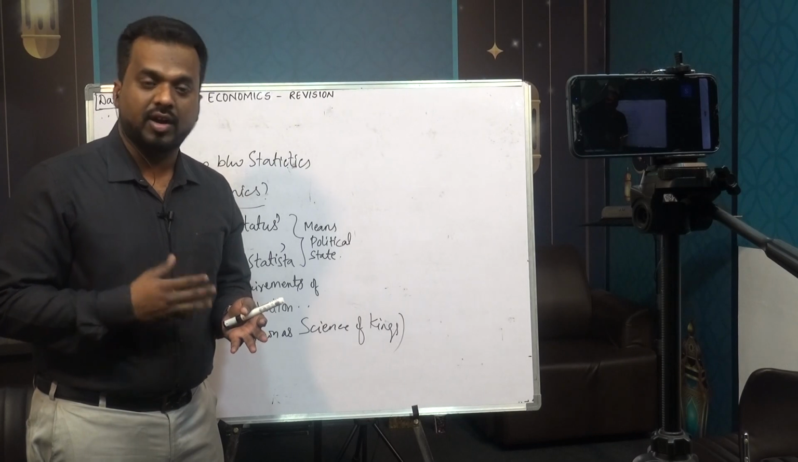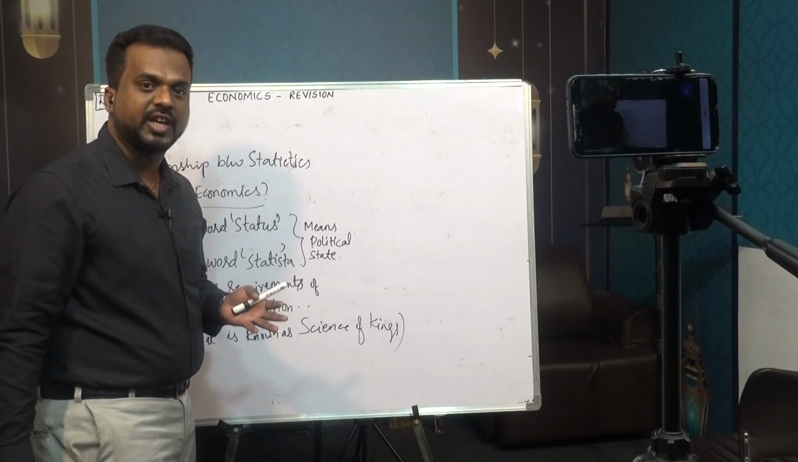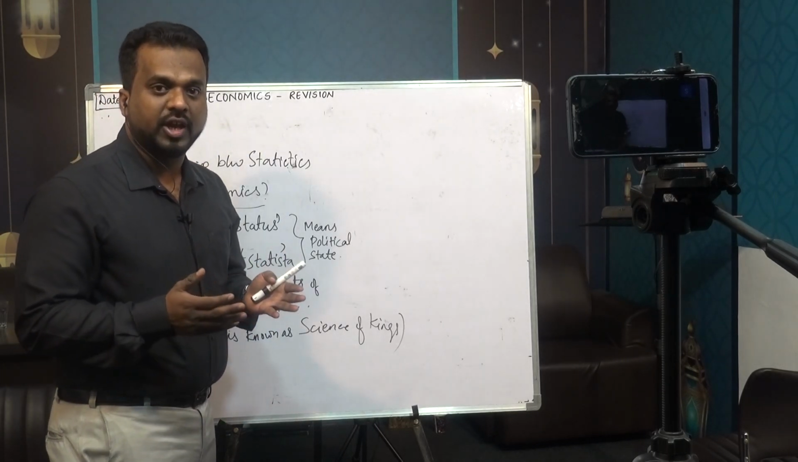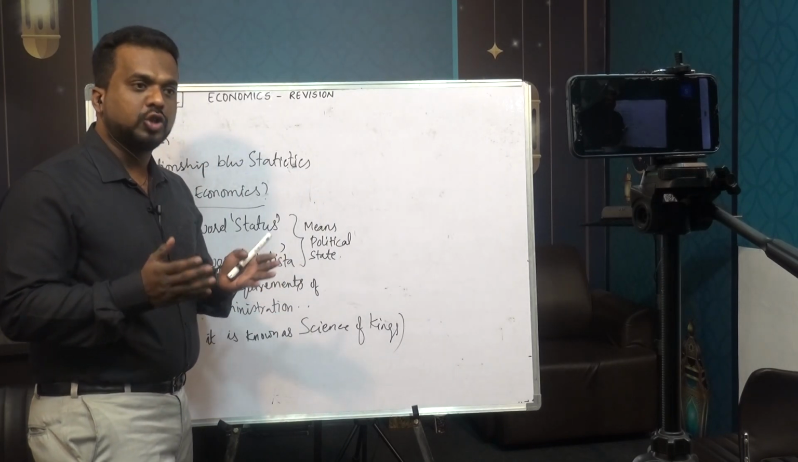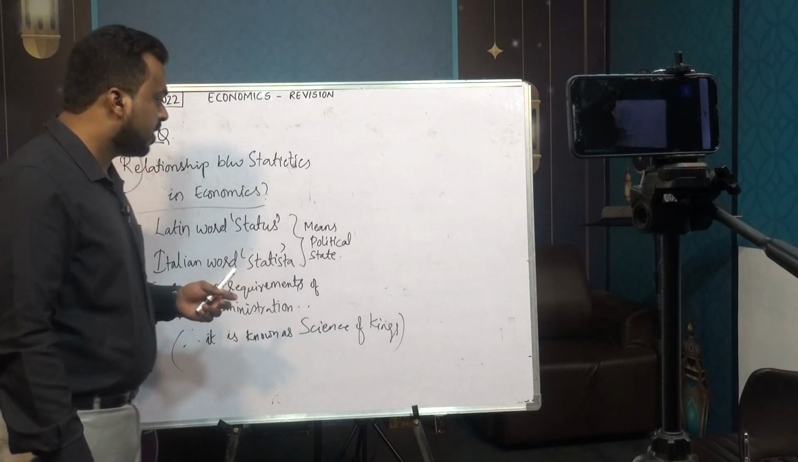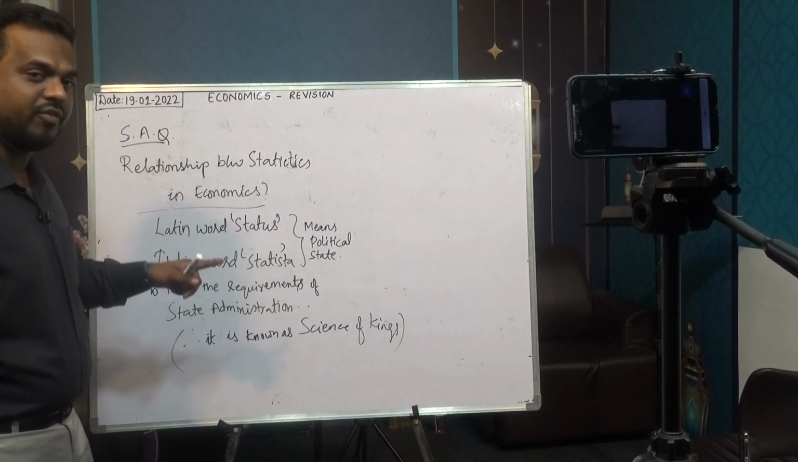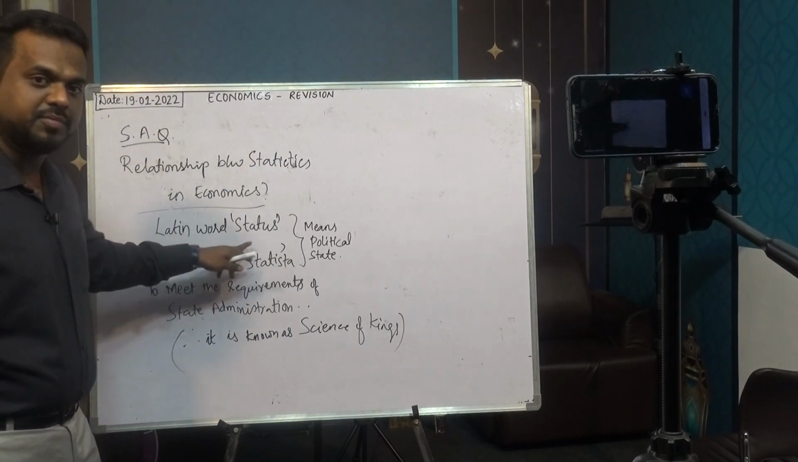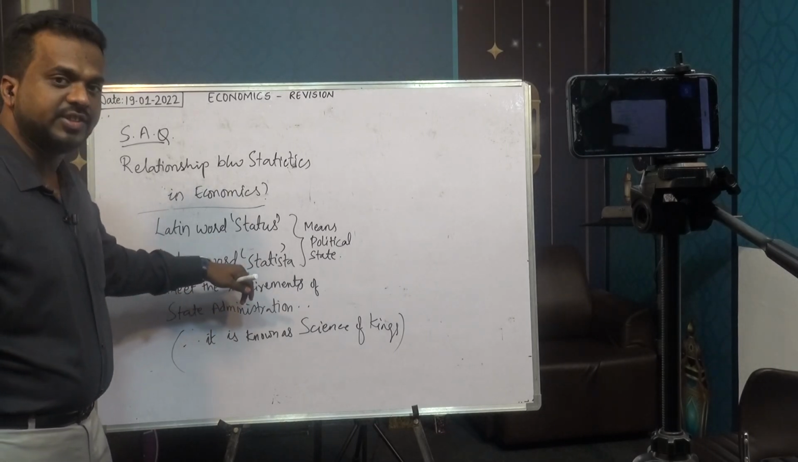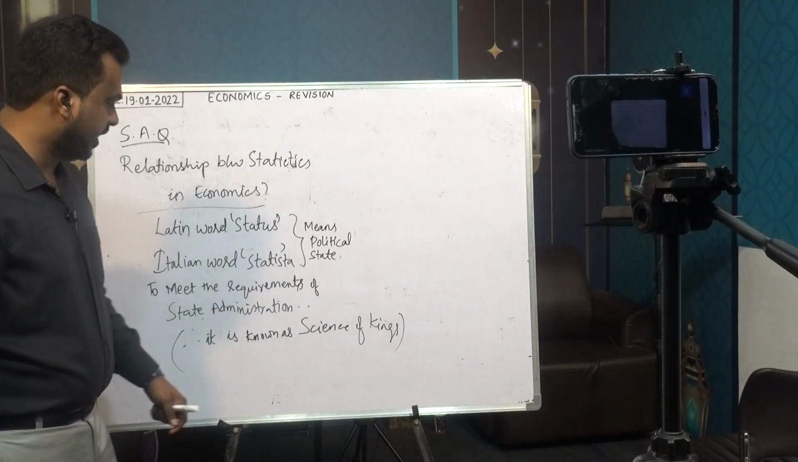We can't relate it to statistics. Statistics should always be with two concepts, okay. There should be a calculation, there should be all the combinations. So first we have to understand, it's a Latin word which means status, and in Italian statistics is known as statista. Both mean political state, okay.